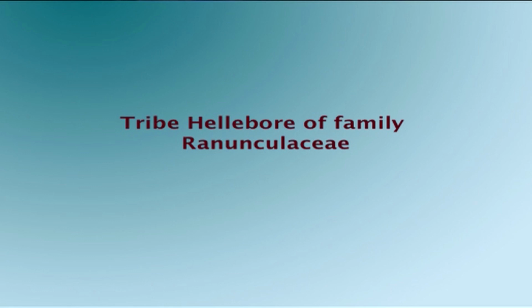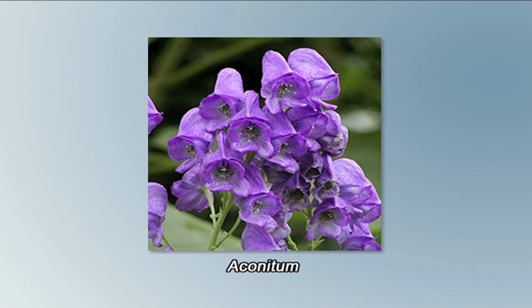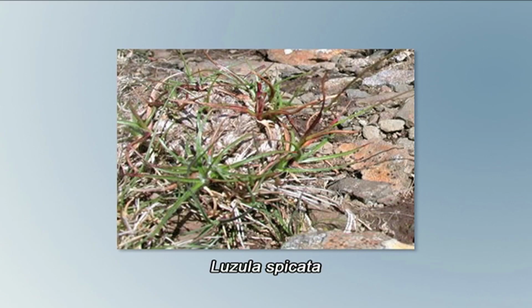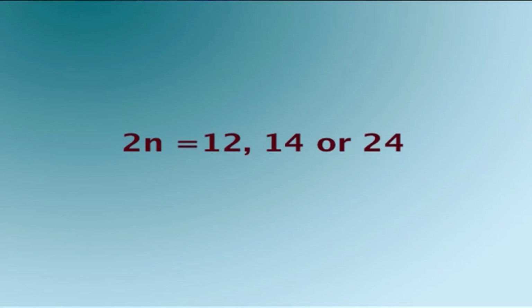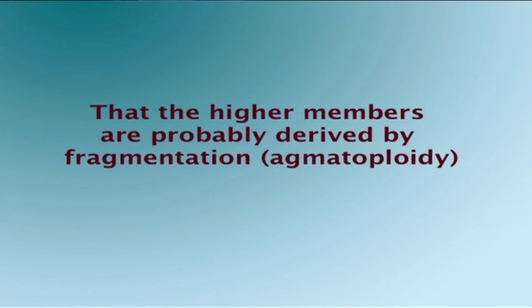Most asymmetric karyotypes are reported from Delphinium and Aconitum, the two most advanced genera. In the Luzula spicata group, for example, plants can have 2n = 12, 14 or 24, but the total chromosome volume is about the same in all and indicates that the higher members are probably derived by fragmentation, that is agmatoploidy. In other cases, different chromosome numbers occur in different cells of one root tip, that is mixoploidy.